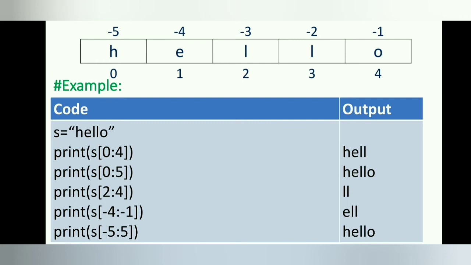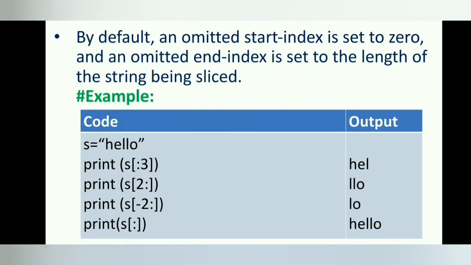Slicing can be done by specifying the start index and the end index separated by a colon. By default, an omitted start index is set to 0 and an omitted end index is set to the length of the string being sliced.